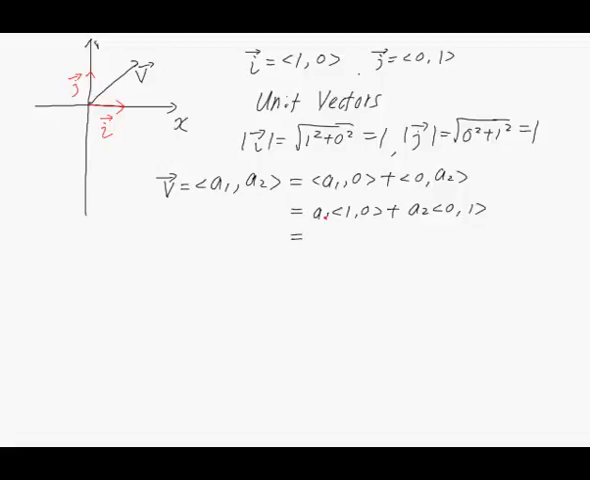Then the first one is just a1 times i, and the second one is a2 times j. So any vector v can be written as a linear combination of these two unit vectors. That is a1 times i plus a2 times j.